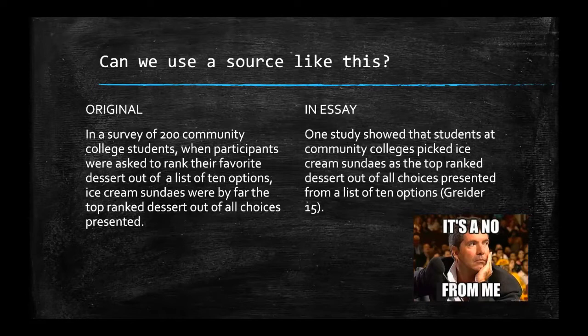So essentially, the beginning of this sentence in the essay starts out pretty well. One study showed that students at community colleges picked ice cream sundaes. That's all pretty paraphrased, none of that's really coming directly from the original. But then we say, as the top ranked dessert out of all choices presented from a list of 10 options. And as the top ranked dessert, that comes directly from the original source. Also, out of all choices presented comes directly from the original source, and a list of 10 options also comes directly from the original source.